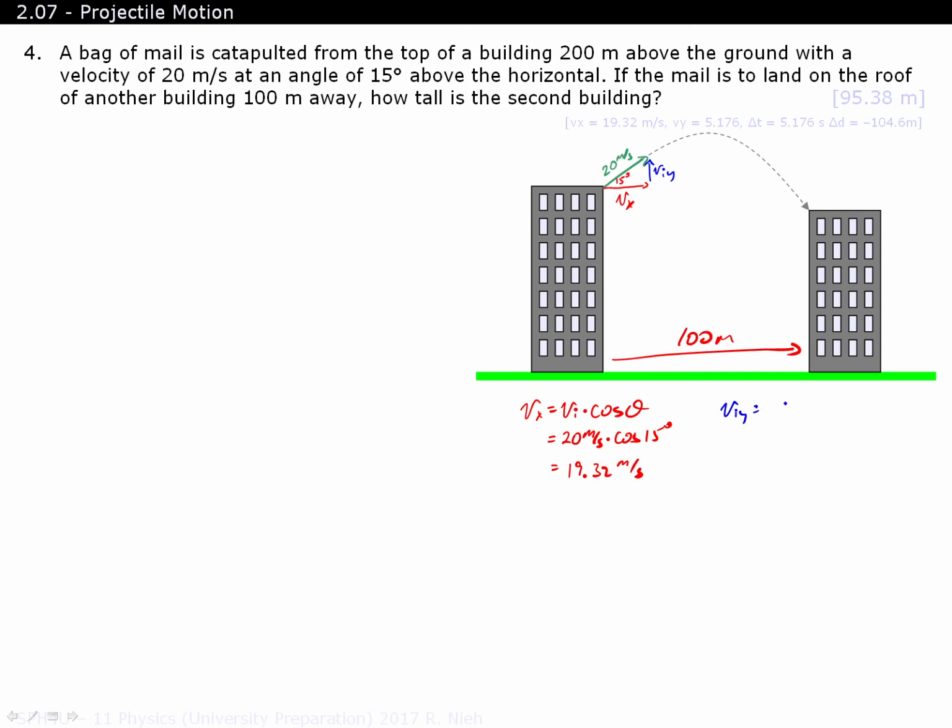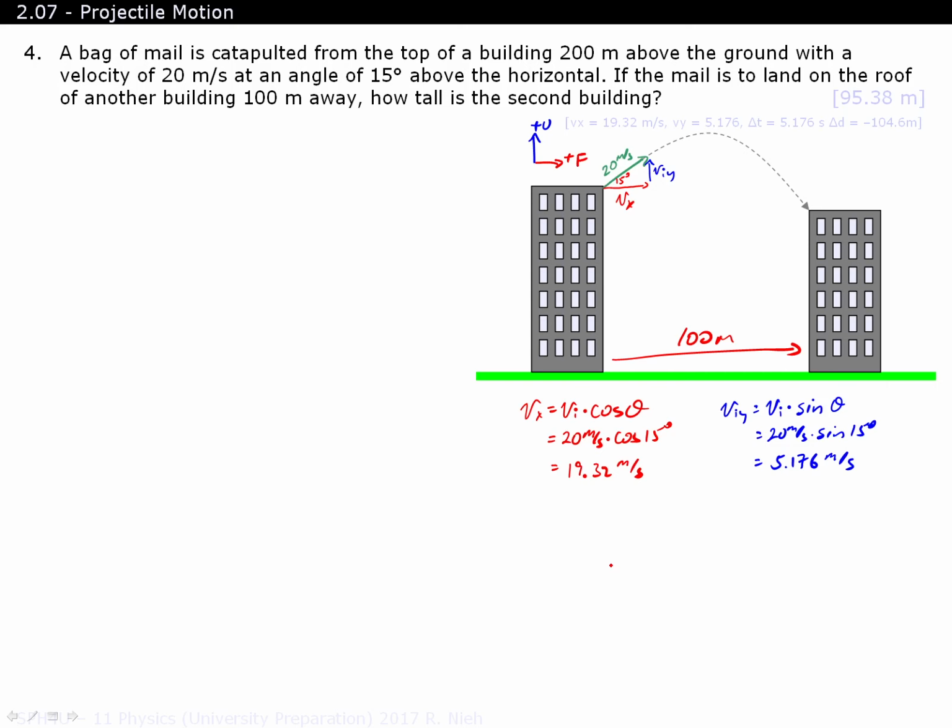Our Viy is also equal to our hypotenuse. This time around, as it's opposite to the 15, we'll multiply by the sine of 15 degrees. So 20 meters per second times the sine of 15 degrees, that will give us an answer of 5.176 meters per second. And just to tell the reader what you're defining as positive, we'll just include this coordinate system here. Up is deemed as positive, and towards the right, we'll deem that as the positive forwards direction.